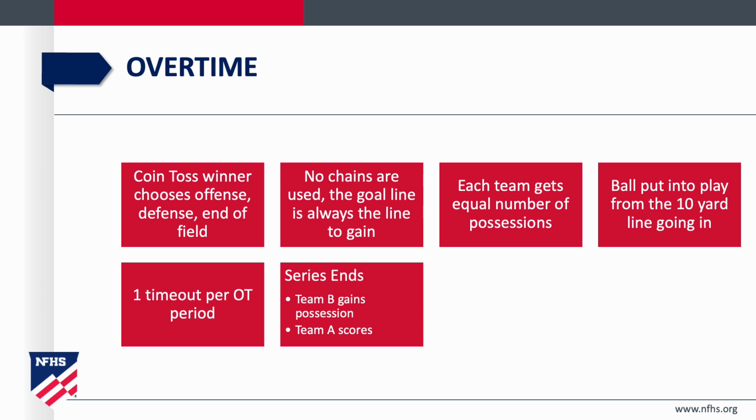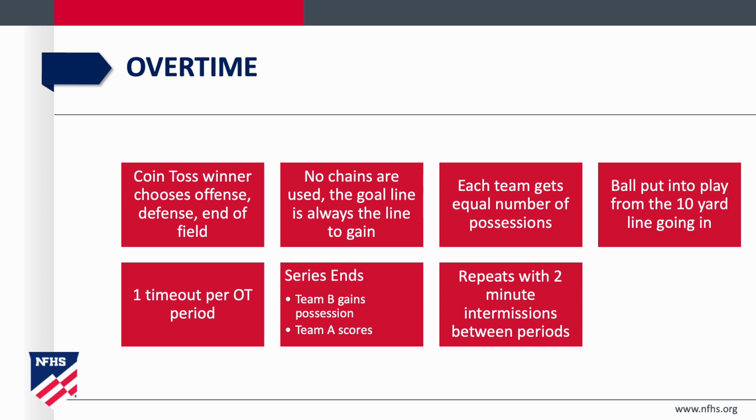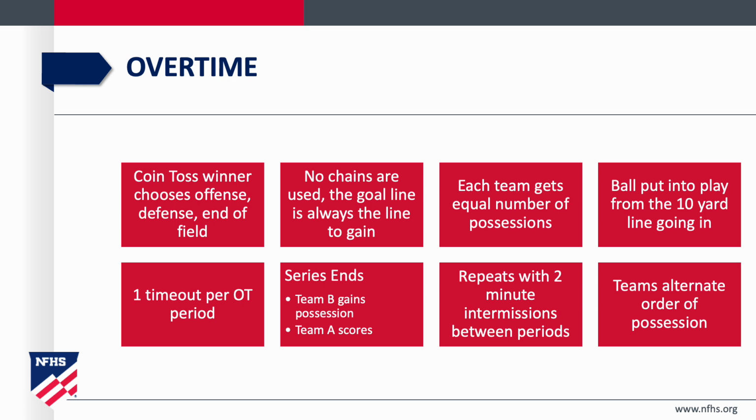Once Team A scores a field goal or after a try, the series is over. If at any time Team B gains possession, the play is over as well as the series. If the score remains tied after the overtime period, there is a 2-minute intermission and another period will begin. This is continued until a team wins. Finally, teams will alternate order of possession each period. So if the home team gets the ball first in the first overtime period, the visiting team will get it first in the second overtime period, and so on and so forth.